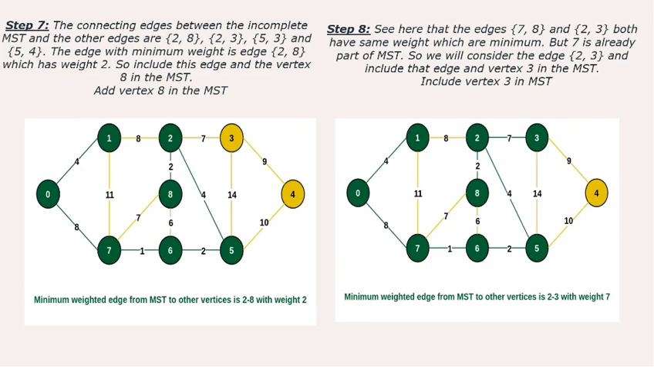Again from 2, 8 is already visited, so we can leave this, and 5 is already visited, so we can leave this. The only thing is it visits 7 and 8. So this is the minimum weight. So 2 visits 3 with a weight of 7. Hence it will have 2 to 3 and include the vertex 3 in the MST. So the vertex 3 is included in the MST.